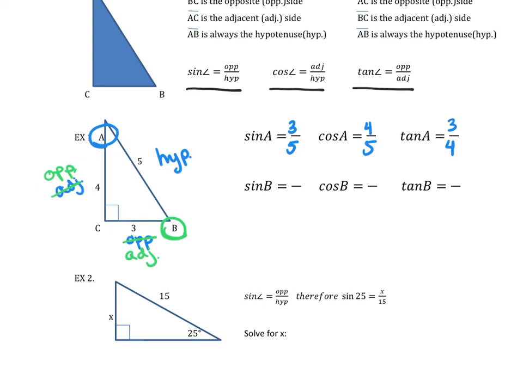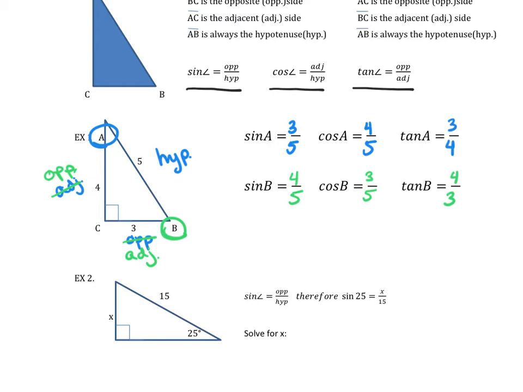So the sine of angle B is the opposite over the hypotenuse, so 4/5. The cosine of angle B is the adjacent side, 3, over the hypotenuse, 5. And the tangent of angle B is the opposite side, 4, over the adjacent side, 3.